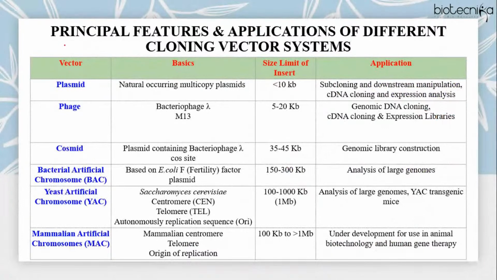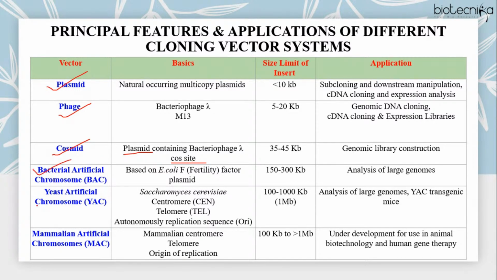Here you can see that there are a lot of vectors which can be used in gene cloning. We can use plasmids, and we can use bacteriophages, right? Lambda and M13 are the most common bacteriophages that are used. We can use cosmids, which contain the cos site of bacteriophage lambda and a plasmid. So it's a hybrid, a plasmid containing the bacteriophage lambda cos site.